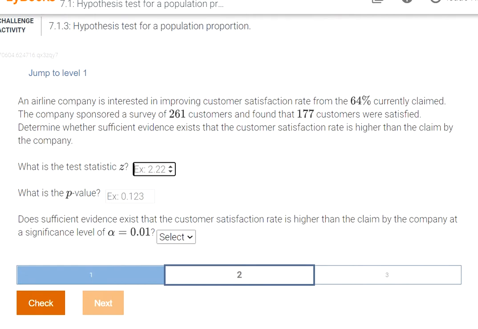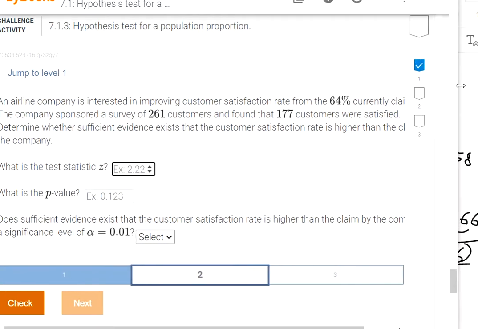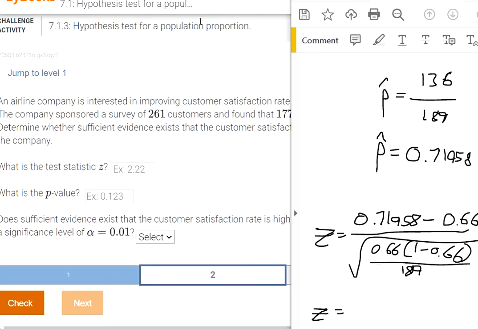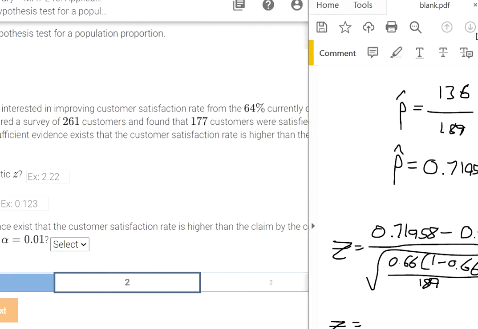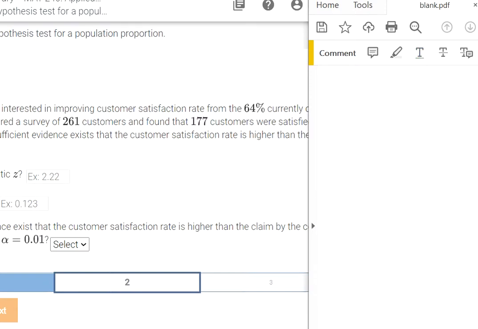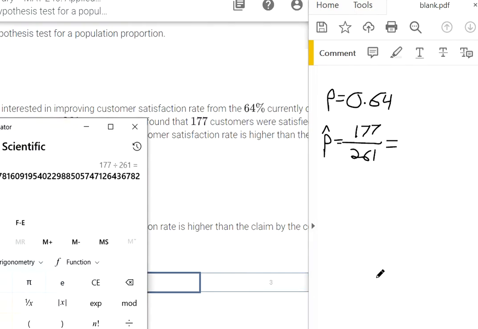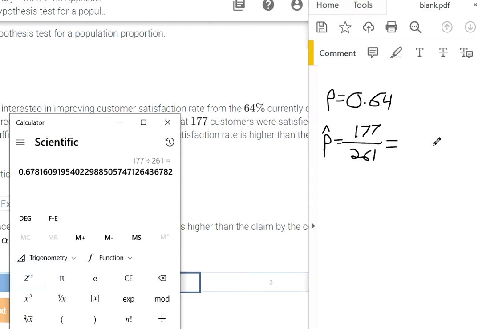Okay, same type of thing here. They want the test statistic just like we did over here on the whiteboard off to the side. So we're going to repeat that process, but then they want a p-value. I'll show you how you can grab that off any z-score calculator online. They think the population proportion was 0.64 in the past, and they have a new sample, so they get a p-hat of 177 satisfied out of 261 customers. So that's 0.67816. Just carry out some decimals there.